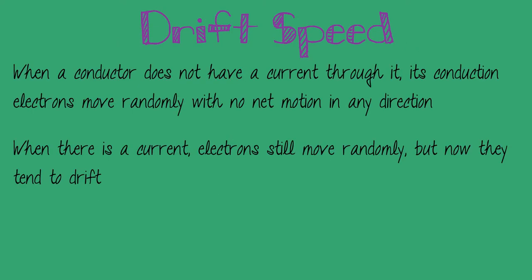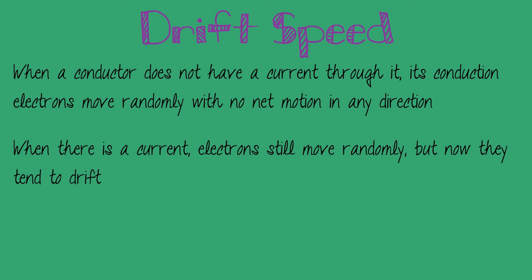Our last concept when learning about current is something called drift speed. We start with the fact here that when a conductor does not have a current through it, its conduction electrons, those are our free electrons that are able to move, move randomly with no net motion in any direction. At any given point in time, some may be moving up, but then others are moving down. Some may be moving left, and then others are moving right.